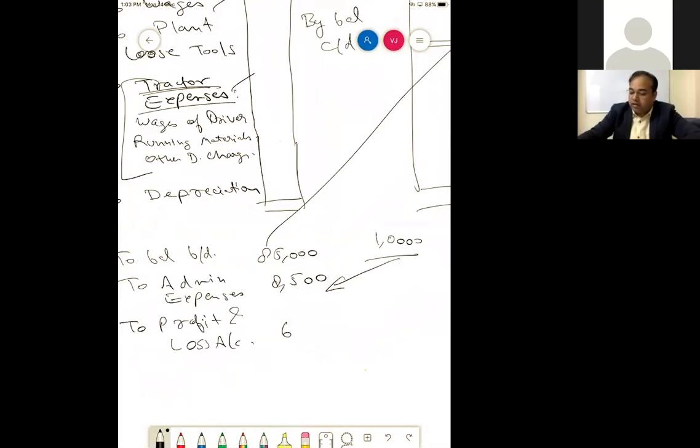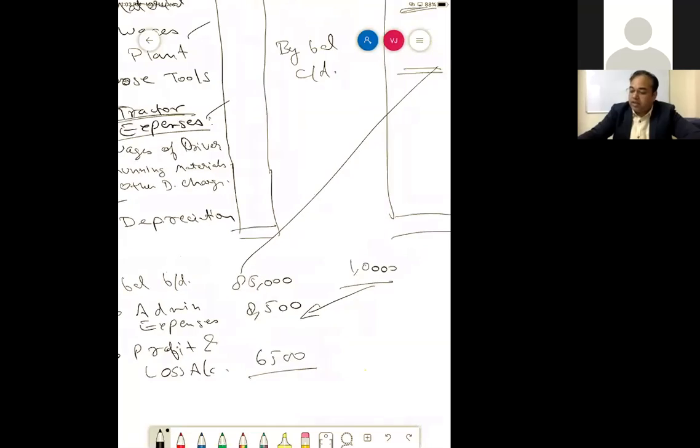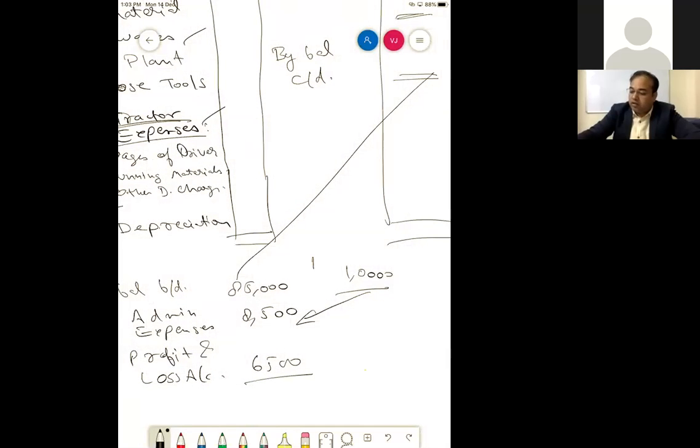So if you have profit, then you can show it on your left hand side, that is your 6,500. I'm just giving you an example. So this you brought by contractee account. So from by contractee account, you brought this much, and you have got a balance on one side, and you add up admin expenses and you transfer it. So this is the way we prepare contract account.